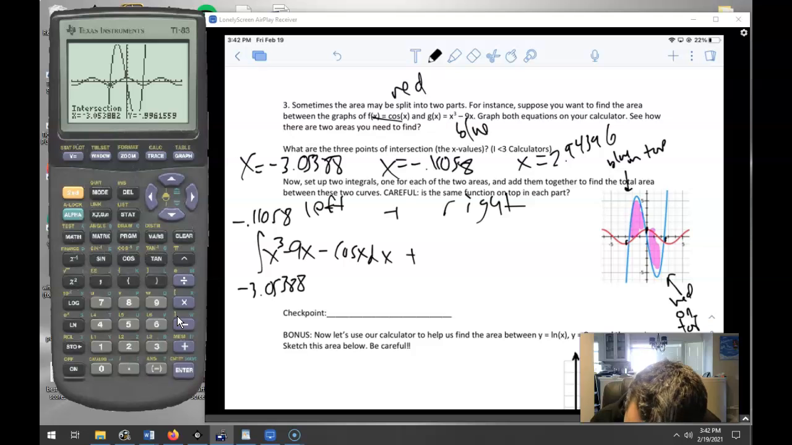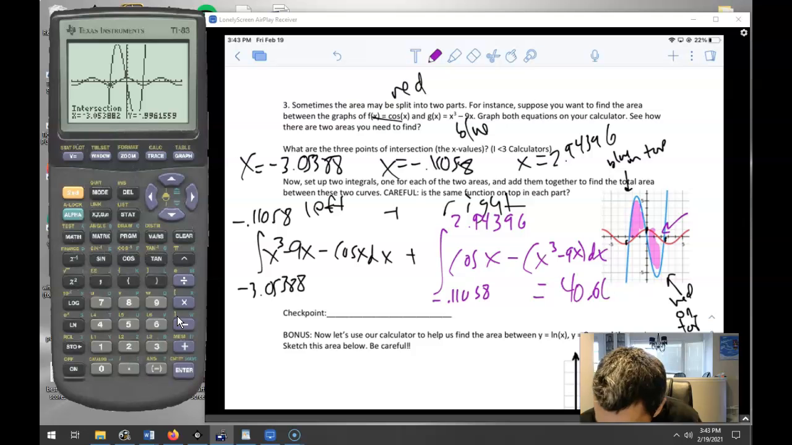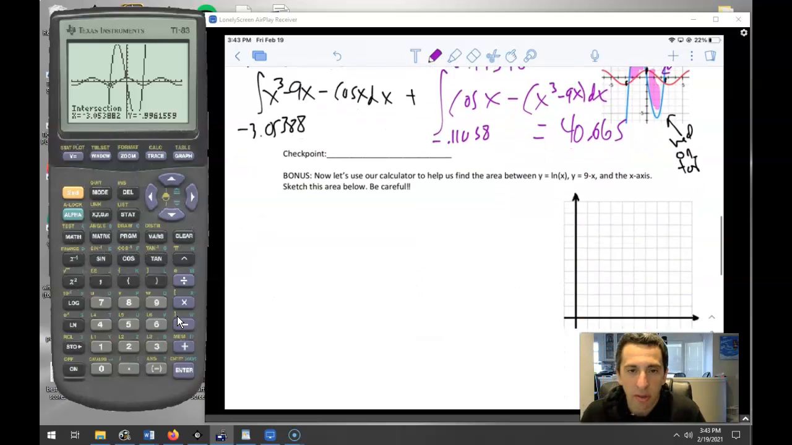And then for the right area, I'll do that in a separate color here, but on the right area, I see the cosine x is on top. The red curve's on top right here. So if the red curve's on top, then I'll subtract the other one. For my bounds, I go negative 0.11058 up to the other one, which is 2.94396. And then you do this both in your calculator and add them together. You can do that on your own. If you want to plug in your calculator, the answer I got was 40.665. Okay. Anyway, let's go on to another one.